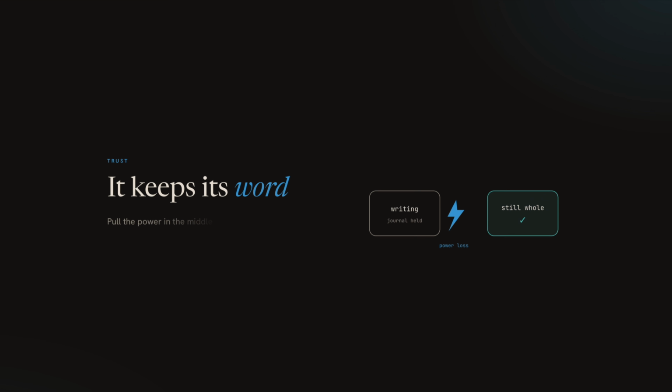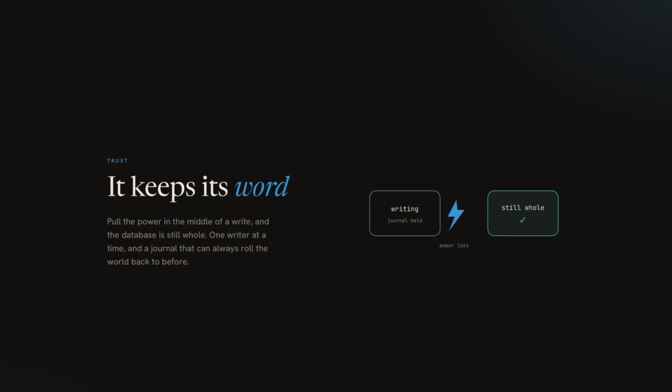Pull the power cord in the exact middle of a write, and when the machine comes back, the database is still whole. Not half written, not subtly corrupted, whole. It allows a single writer at a time, and it keeps a journal, so at any moment it can roll the entire world back to the last good state, as if the interrupted write never happened. That is not a feature on a list. That is trust earned in the worst possible moment.